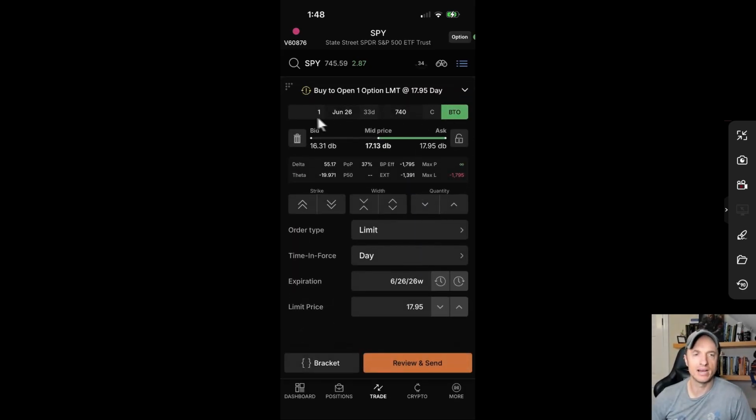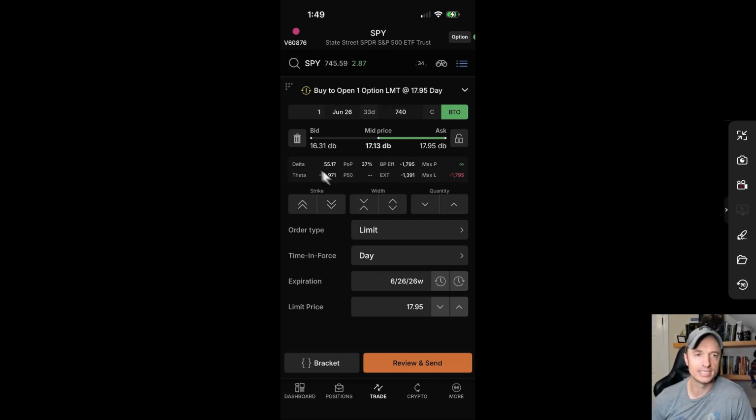We can see that we have one option at the June 26th expiration date, which is 33 days till expiration, $740 strike price. It's a call option. We're BTO, or buy to open. That's what we're doing. We're buying the call option. We can see the price range. So again, we have the bid, which is what the buyers are bidding. We have the ask, which is what the sellers are asking for. And then we have the mid price. So that's the halfway point between the bid and the ask. And depending on how quickly you want this order to fill will probably dictate what price you set your order at. And we'll talk a little bit more about that in just a second here.